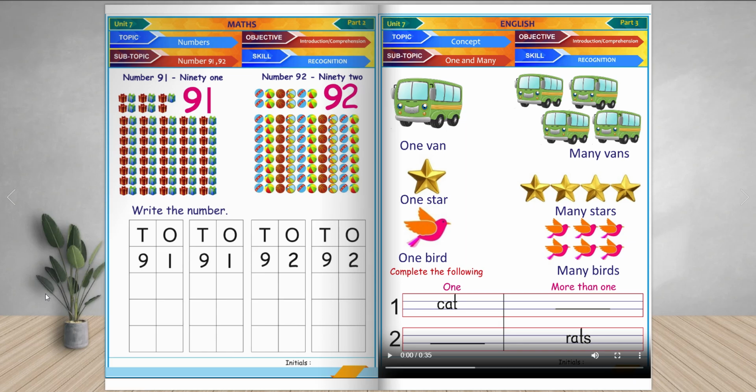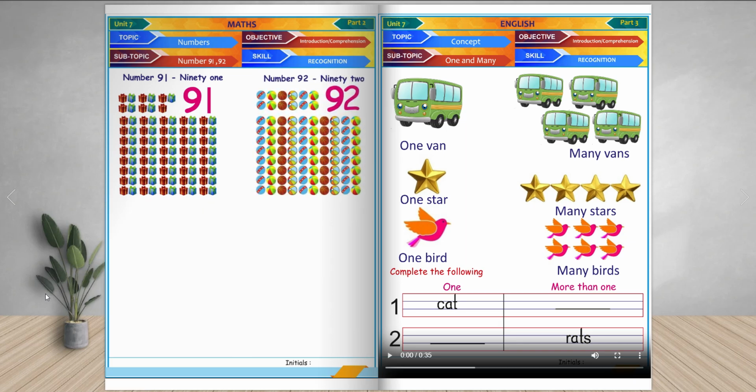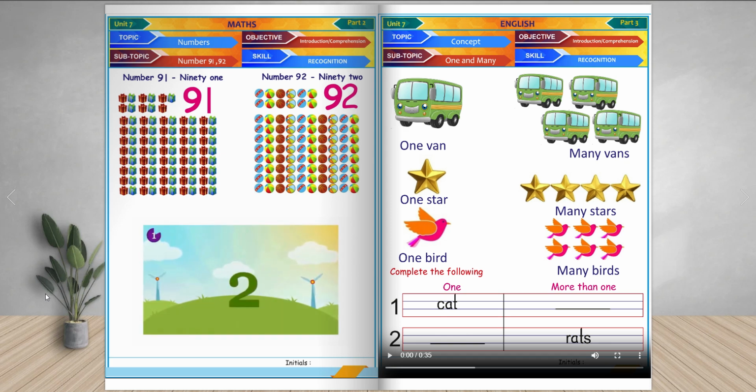Number 92. 92. 1, 2, 3, 4, 5, 6, 7, 8, 9, 10, 11, 12, 13, 14, 15, 16.